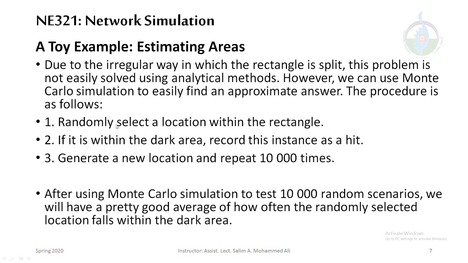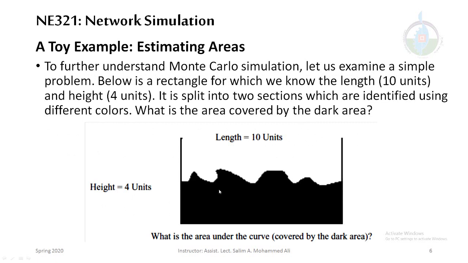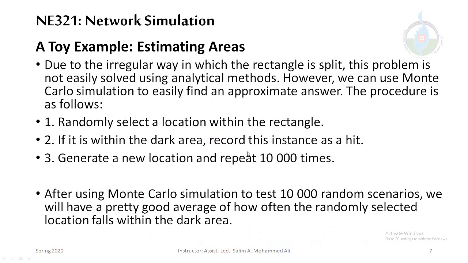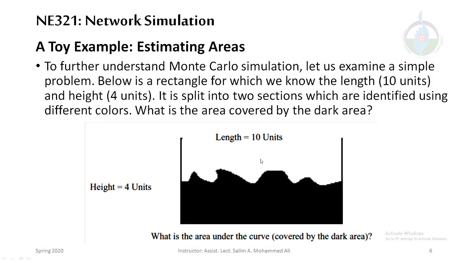Randomly select a location within the rectangle. Select any location randomly. Say we will have 1000 samples or 100 samples. Here we took 10,000 samples because on computers it's easy to take very large numbers. If it is within the dark area, record this instance as a hit. We need to make two counters.